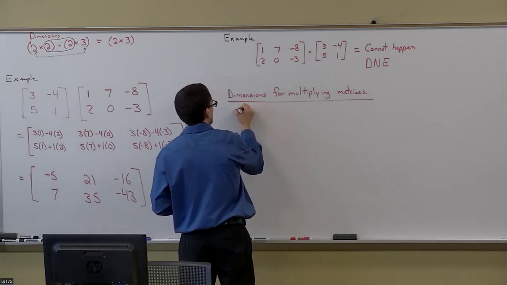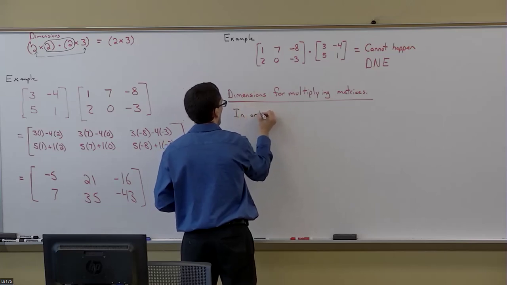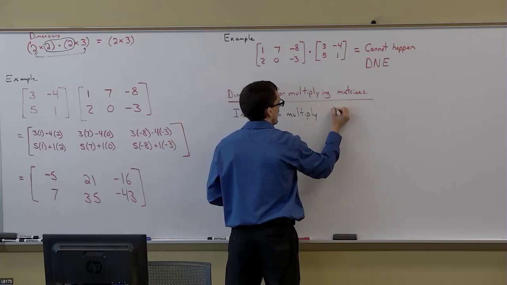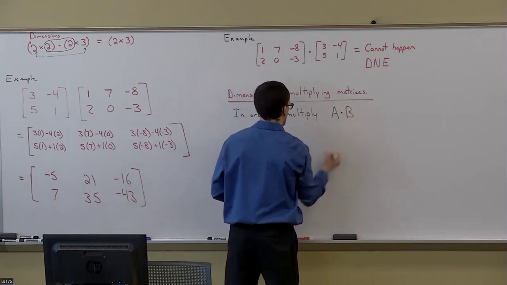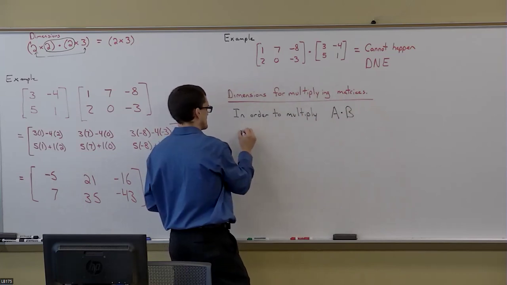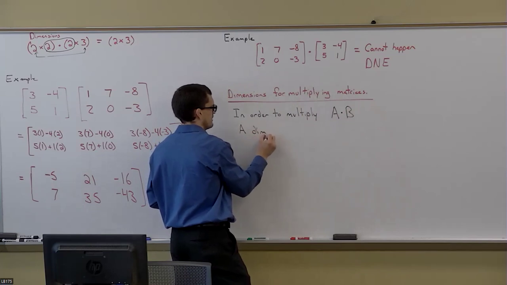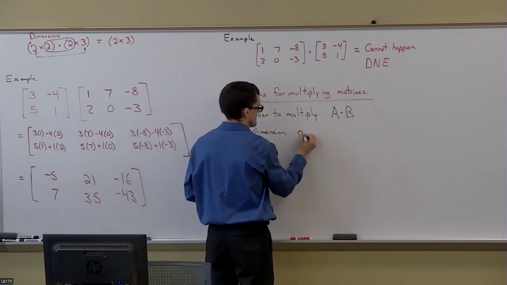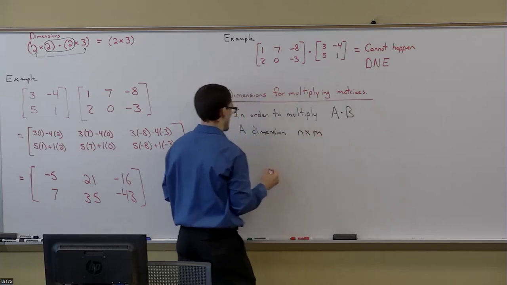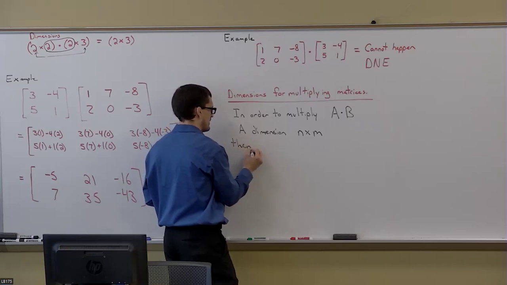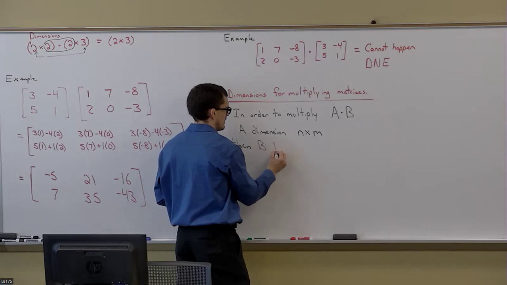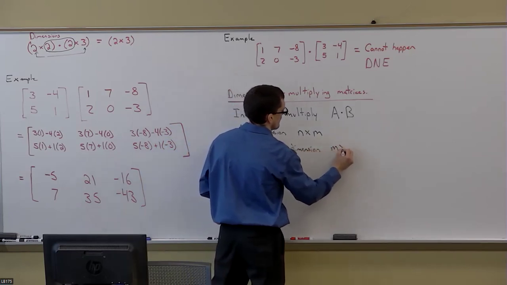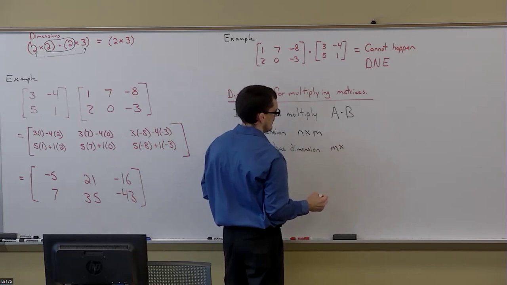So, in order to multiply A times B, if A has dimension N by M, then B has dimension M by B.